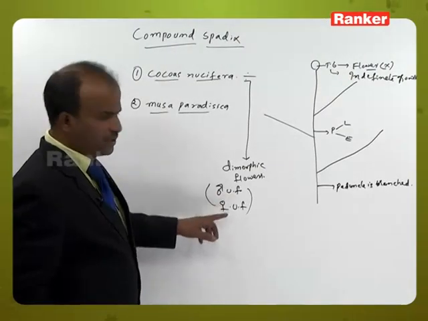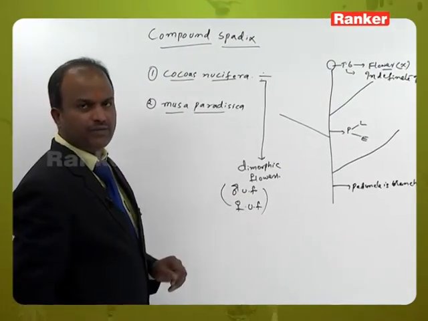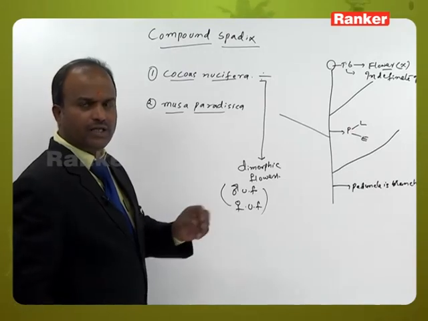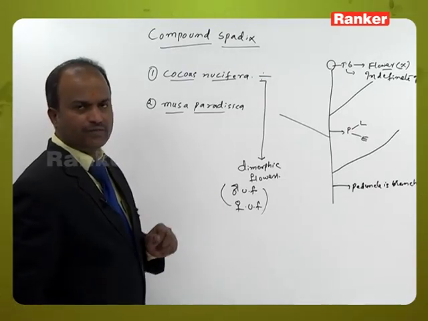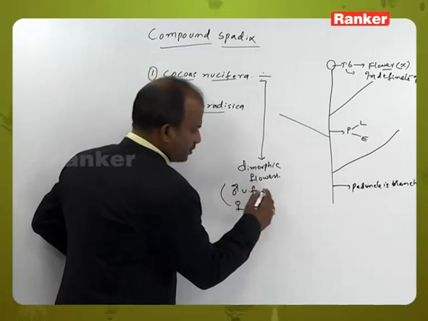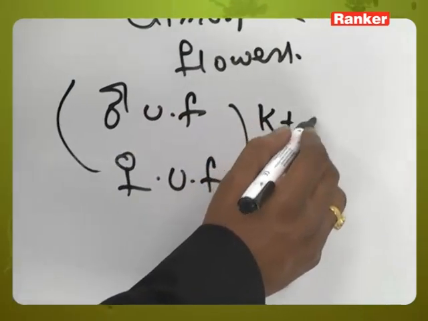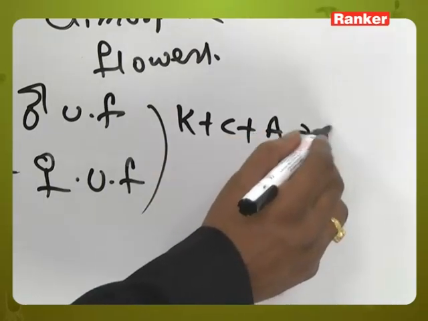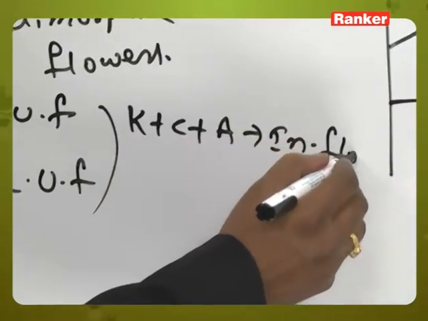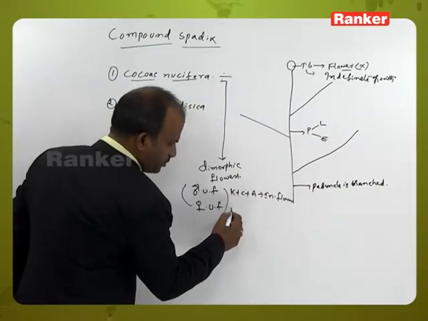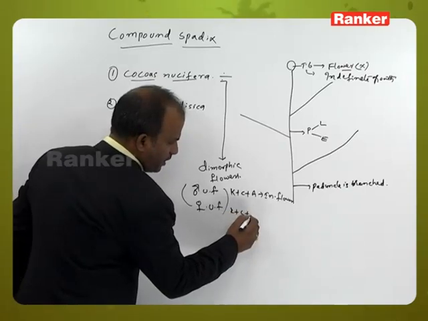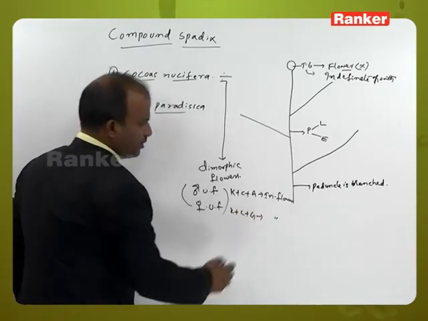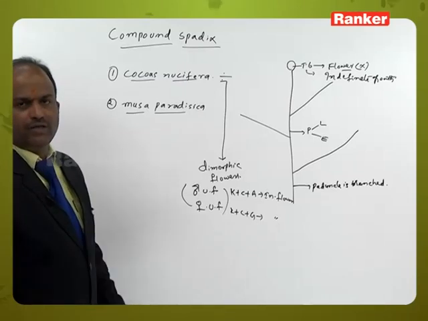Whether these male and female unisexual flowers are incomplete or complete: as it shows calyx, corolla, androecium, it is an incomplete flower. As it shows calyx, corolla, gynoecium, it is also called an incomplete flower.